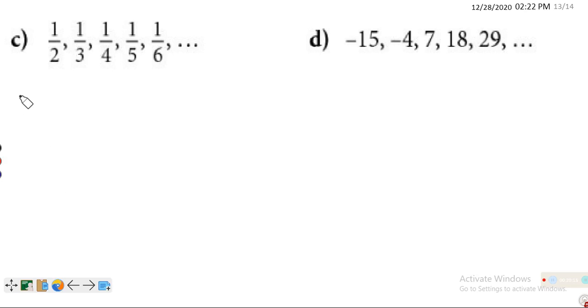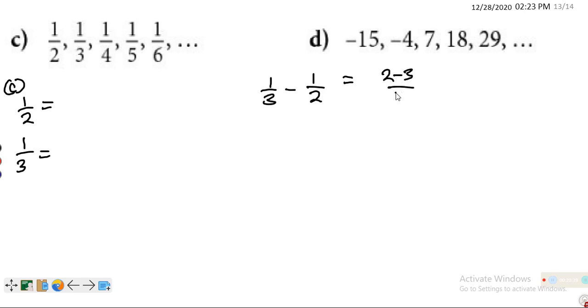Another example, we have C. The first term here is 1/2, the second term is 1/3. Now, finding the difference between 1/3 and 1/2, we can subtract this one. So this is 2 minus 3 over 6, which is minus 1/6. So how can we generate the next term here?